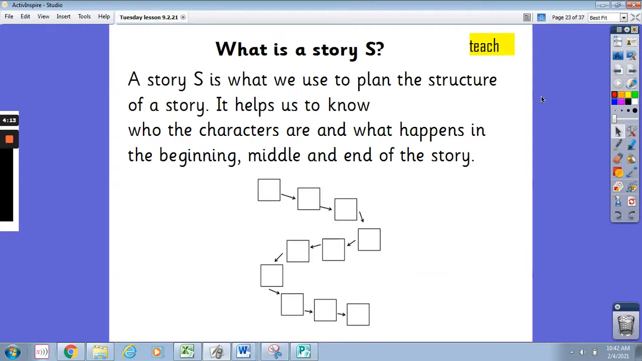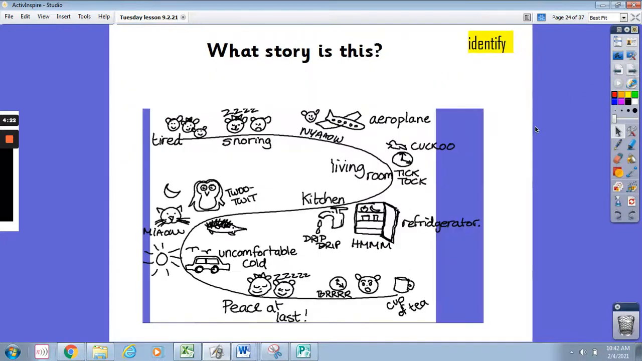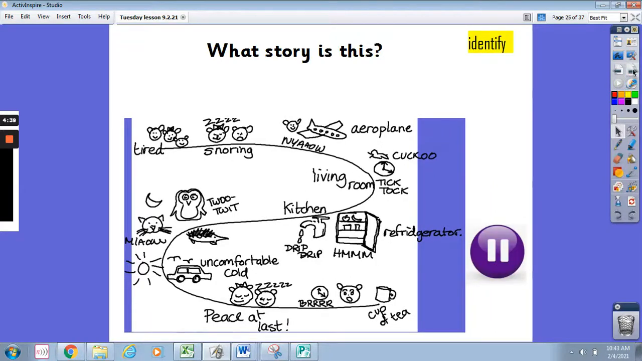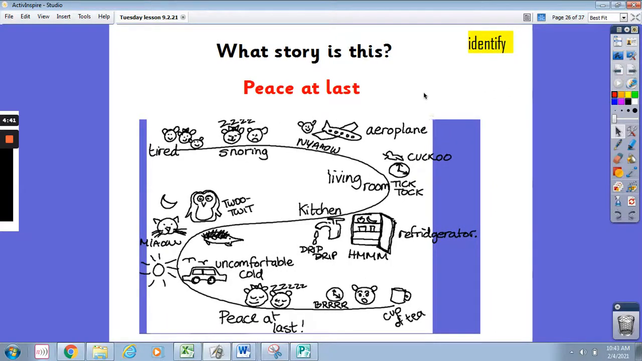A story S is what we use to plan the structure of a story. It helps us to know who the characters are and what happens in the beginning, the middle and the end of our story. Have a look at this one now. What story is this one from? Look at what's happening at the start, the middle and the end and have a look to see who the characters are in the story to help you. Pause the video and write down what story this story S is for. Well done, it's for Peace at Last. You can tell from the characters in the story that it's from Peace at Last.